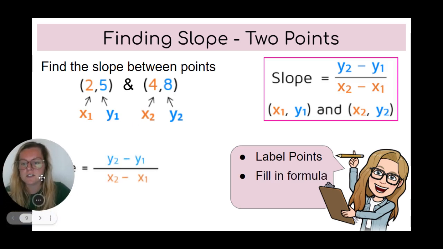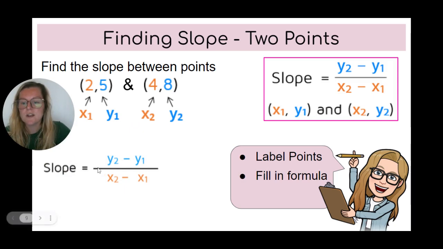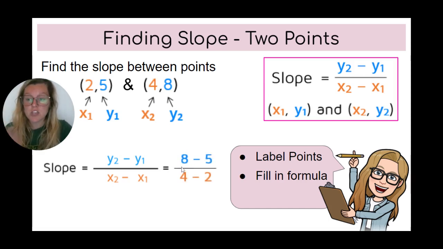Then we are going to fill in our formula. So we know that the slope is y2 minus y1, all divided by x2 minus x1. All I'm doing is taking 8 minus 5 and putting that on top, and then 4 minus 2 on bottom. This is really important. Make sure that if you choose this point as the second point, 8 goes first, then subtracts 5, and then on the bottom, 4 needs to go first and then subtract 2. So make sure you label x1, y1 and x2, y2.